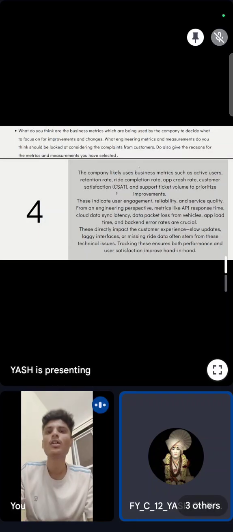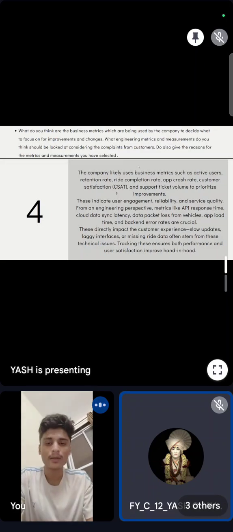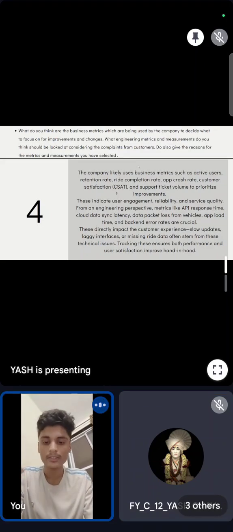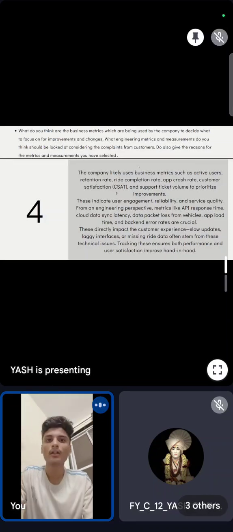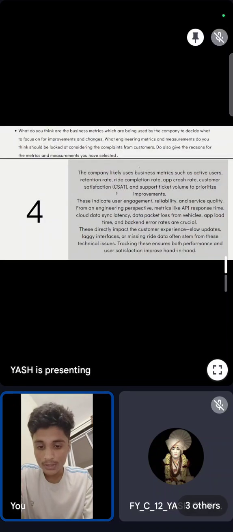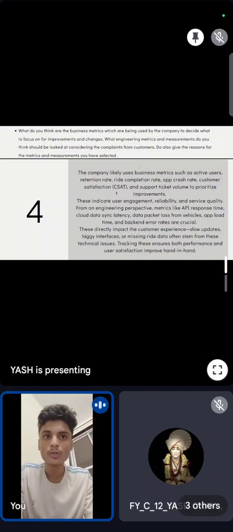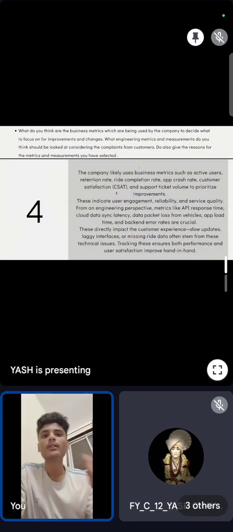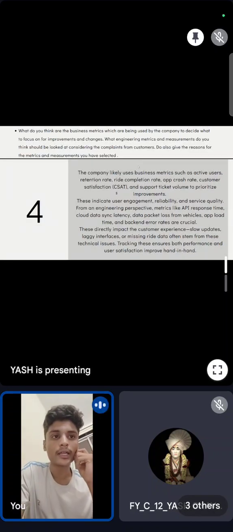So the answer for this is, the company uses business metrics such as active users. This consists of their retention rates, completion rates, and app crash rate, whether the app has crashed or not. Customer satisfaction plays a key and important role. It also consists of support ticket volume to prioritize the improvements. These indicate the user engagement, reliability, and service quality.